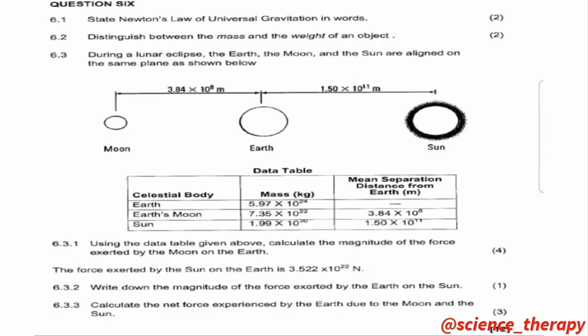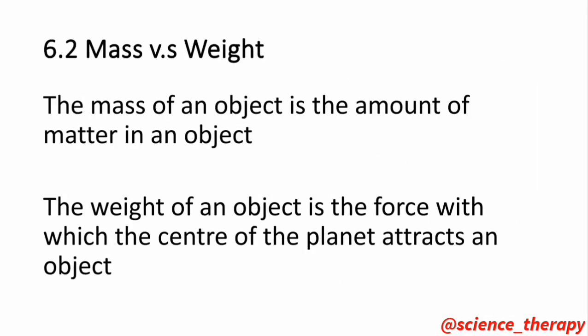Then 6.2 again says, distinguish between the mass and the weight of an object. Let's go again. We say the mass of an object is the amount of matter in an object, and the weight of an object is the force with which the center of the planet attracts an object.